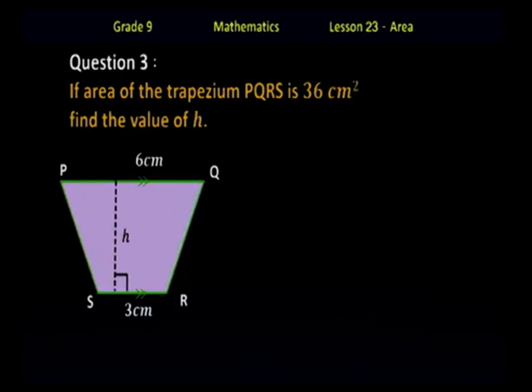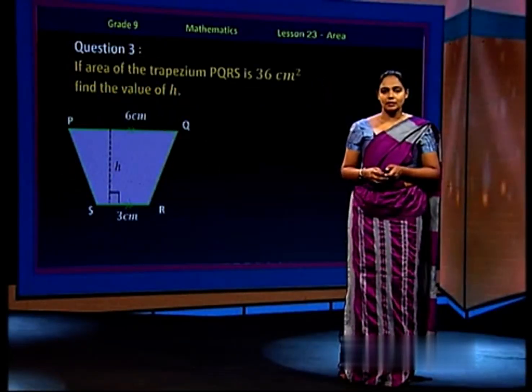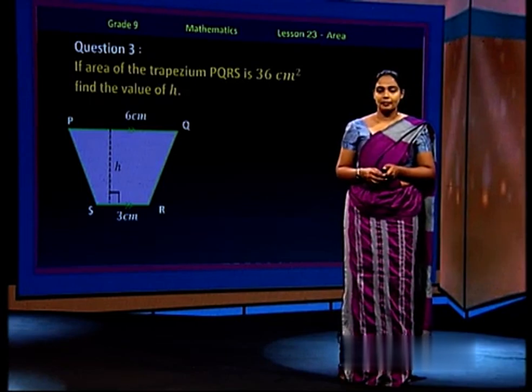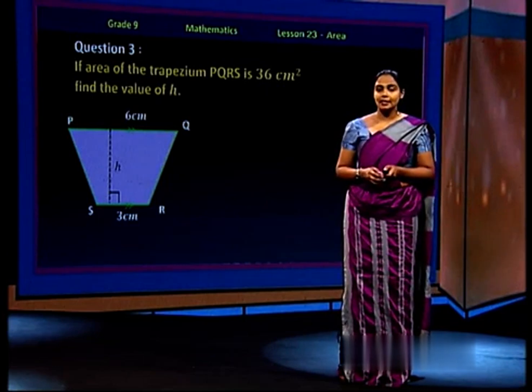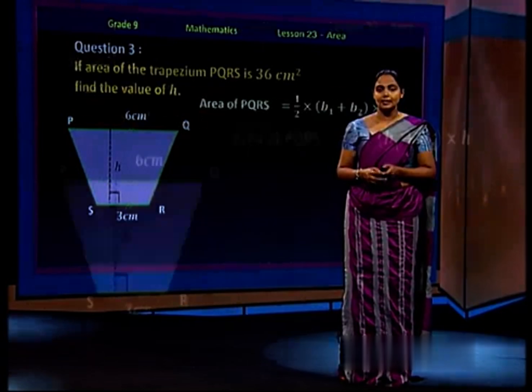Question number 3. If the area of the trapezium PQRS is 36 square centimeters, find the value of h. Now it is not to find out the area, but area is given. You should find out the perpendicular height, perpendicular distance between two parallel sides. How you can do it? The same method of finding area of trapezium is used. Then write your answer in this way.